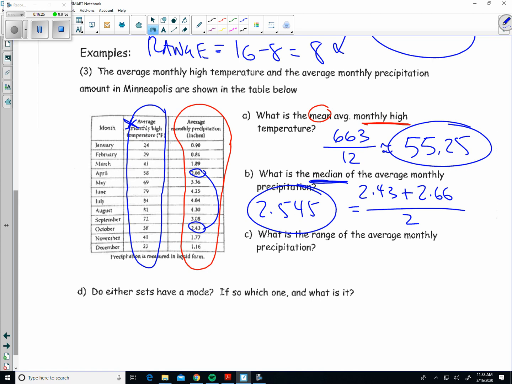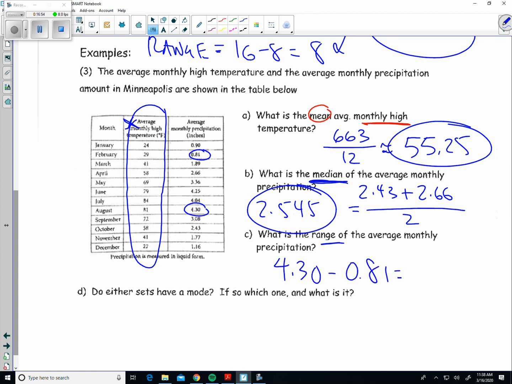Question C now is talking about the range of the average monthly precipitation. The most rain that we ever happen to get in our second numerical data column was 4.30. That happened there in August. The smallest amount of precipitation was back there in February, about 0.81. Remember, it's range here, guys. So it's the max 4.30, subtract the min 0.81. That range would be 3.49.